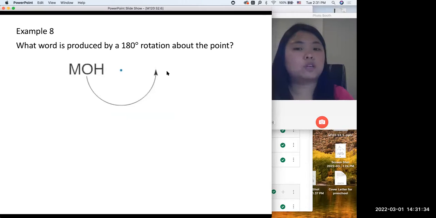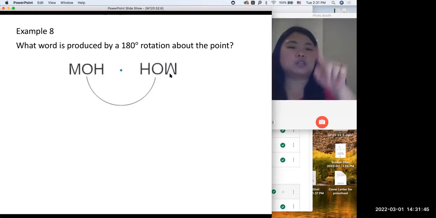Okay, rotate 180 degrees. What word do you guys see? What word is produced? How. Yep, it's almost "how," right? The M is a little bit weird.